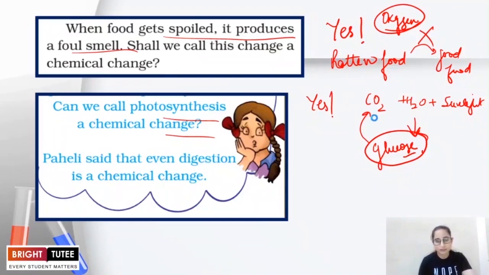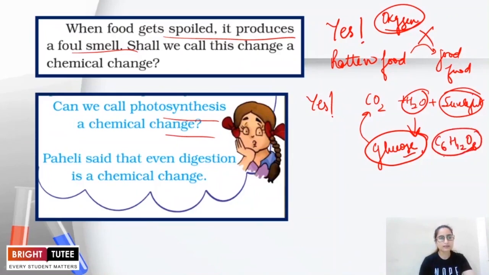So what did we learn till now? Basically, carbon dioxide is a gas present in the air, right? And water is obtained from the soil by the plants, right? You have understood photosynthesis already. The plants use sunlight to produce glucose, which is C6H12O6. This is the formula of glucose. This is produced as a result, and this is a new product, right? This is the food that is utilized by plants. So yes, photosynthesis is also a chemical change.